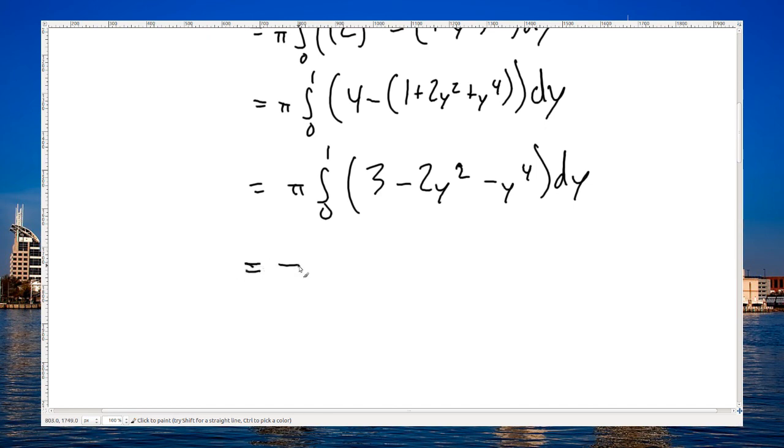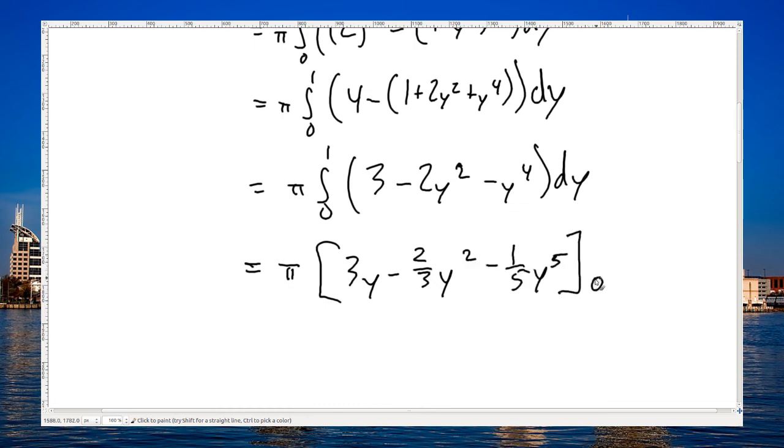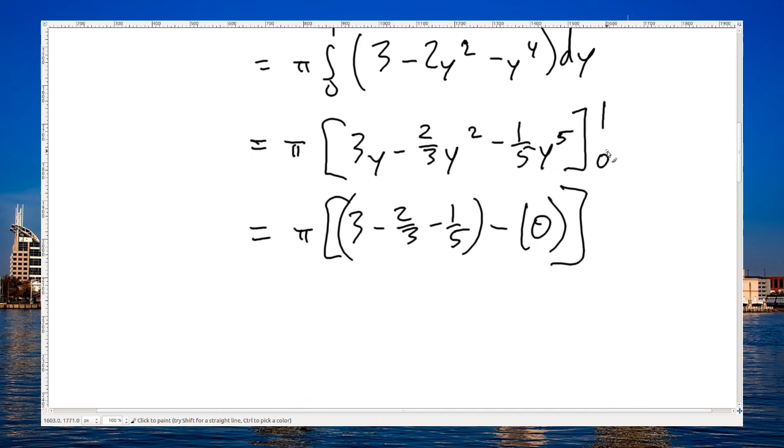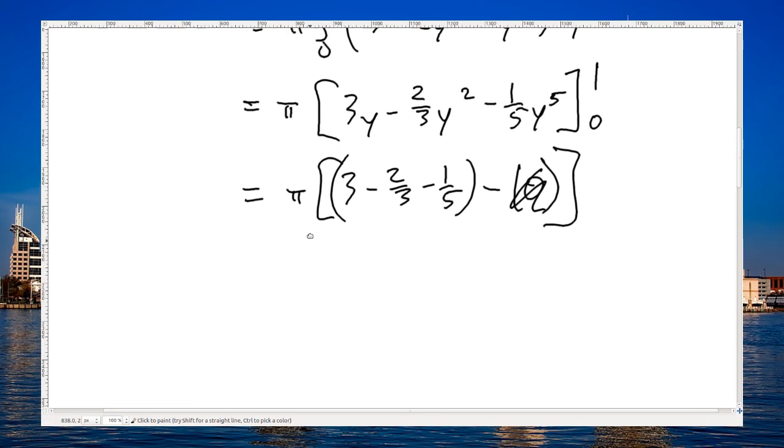I'll integrate. From 0 to 1, I'll plug in top minus, plug in the bottom, get a big fat 0. Be careful when you do that, of course. If you have anything that's not a polynomial, plugging in a 0 may not always get you a 0. But in this case, it does just get me a 0.